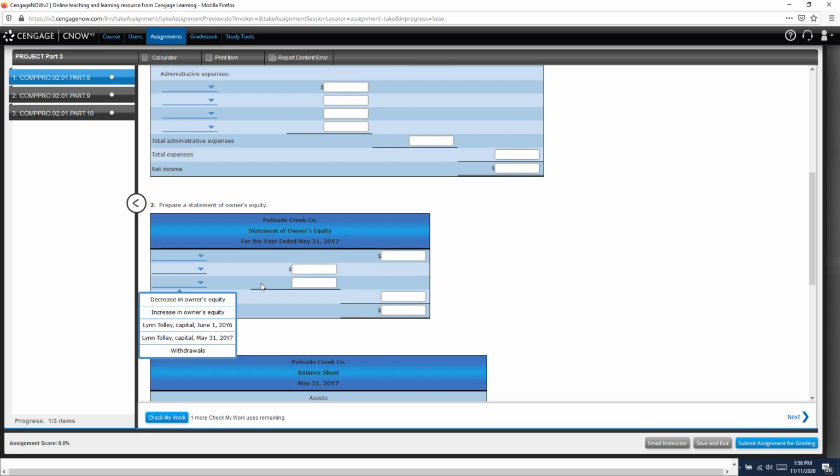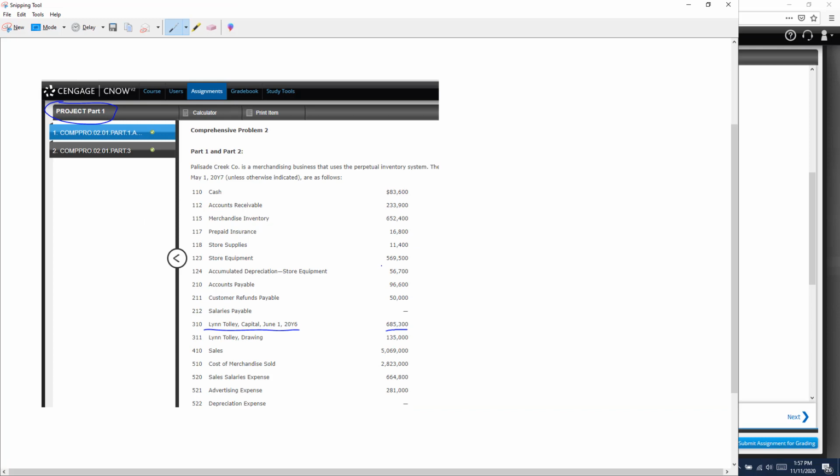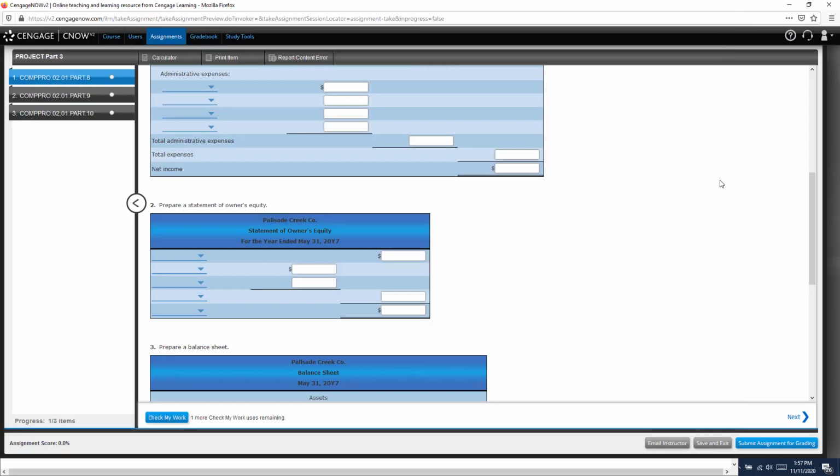Look on page 301, chapter 6, accounting for merchandising businesses. Page 301 for reference to the statement of owner's equity for the format of how to do that. And you would select the account and input the account balance. Where does the account balance come from? Well, I already showed you where that came from, right? It's given in the information in project part 1. And net income, you know where that comes from.